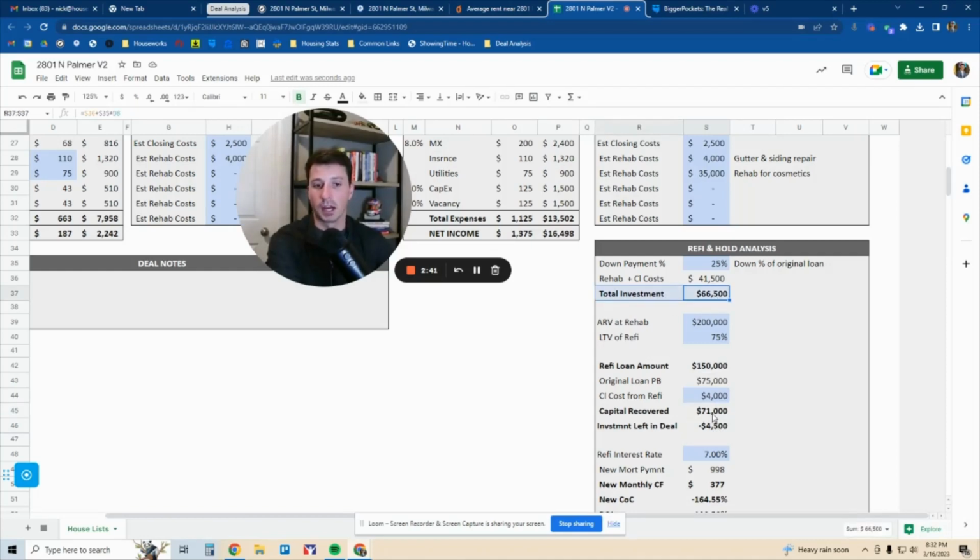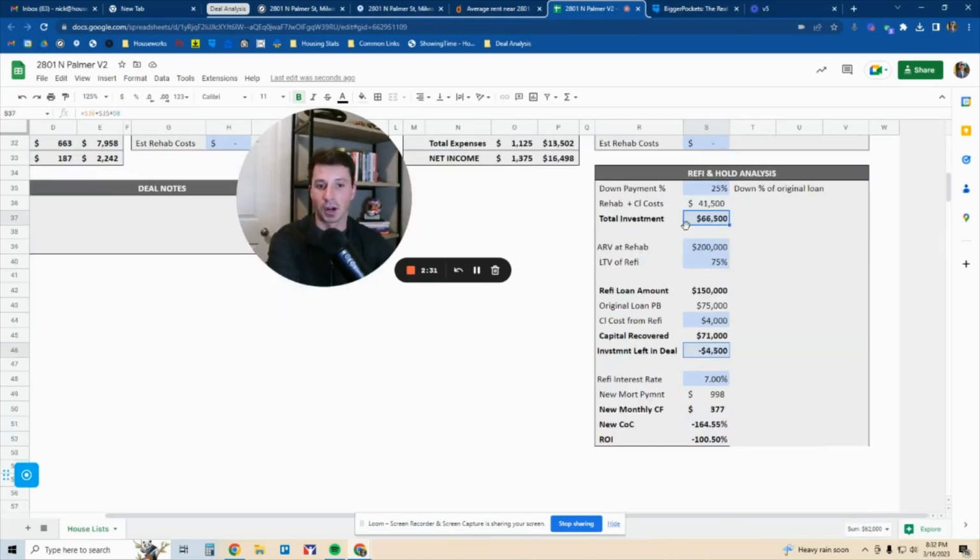Since we recovered about, we in this case would recover $4,500 more than what we actually put into this. So in this case, we'd actually have a property that we essentially got at no cost when it's all said and done, because the refinance amount that we pulled out offset our down payment and our rehab costs. We now would have a new interest rate for this property. Our new mortgage payment would be about $973. Our new cash flow is about $402. And we can see we actually have a negative cash on cash and a negative ROI, because in this case, we are playing with house money.